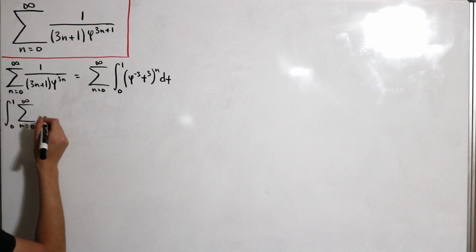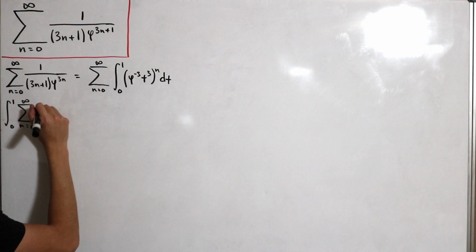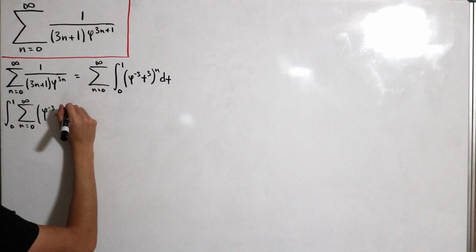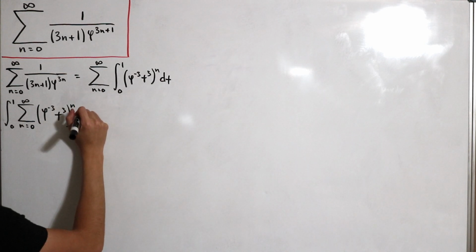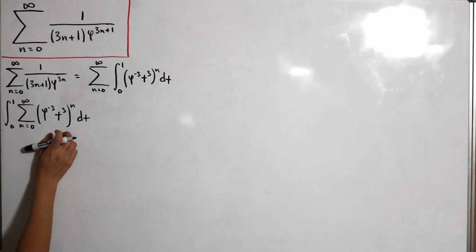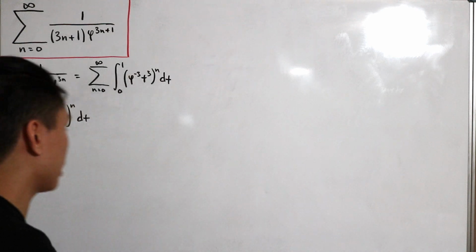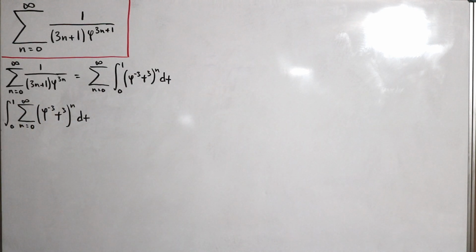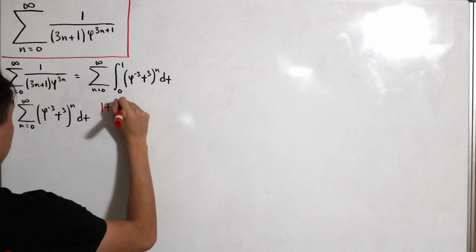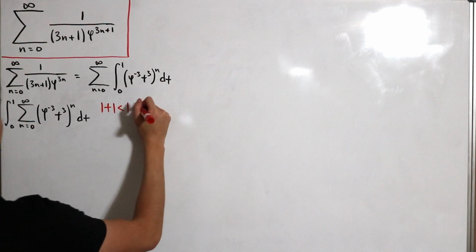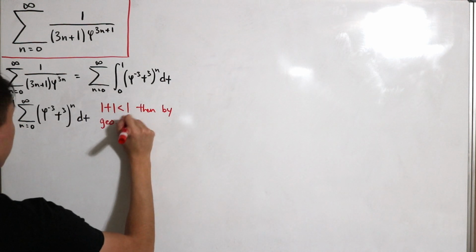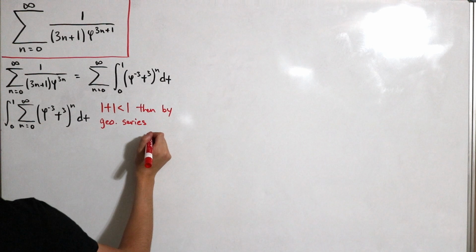So n equals 0. Then just write phi to the power -3 times t to the third power, to the power n, and then dt. Then what you'll notice from over here is that this is in the form of a geometric series. Since this is being integrated from 0 to 1, the absolute value of t is strictly less than 1, so we can use the geometric series formula.